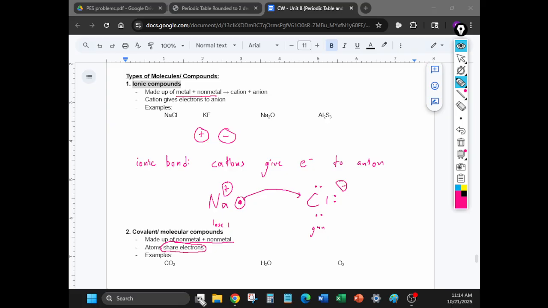And we're going to spend a good amount of time learning how to draw these covalent compounds, how they get shared. But that's next unit, I think. I don't really remember. Okay, covalent is where electrons are shared. So big difference. In ionic, electrons are given, and in covalent, electrons are shared.